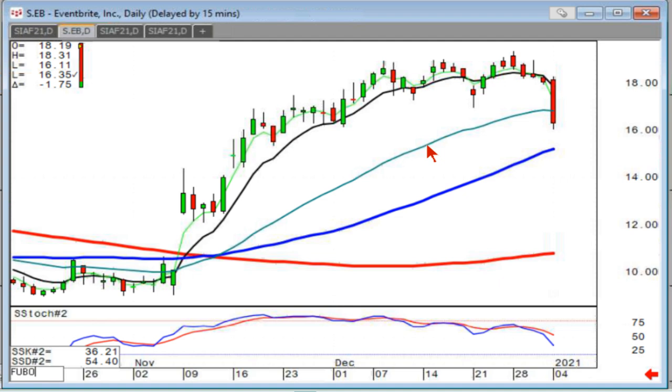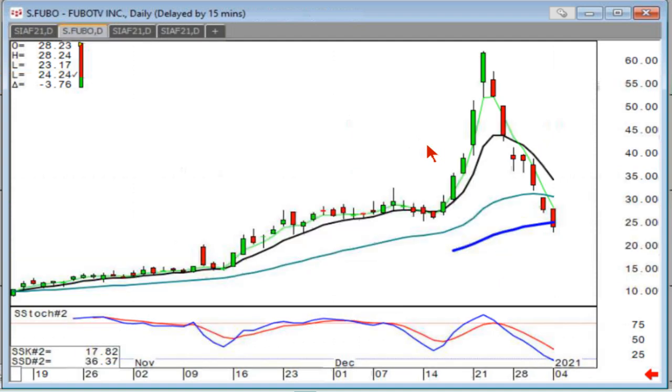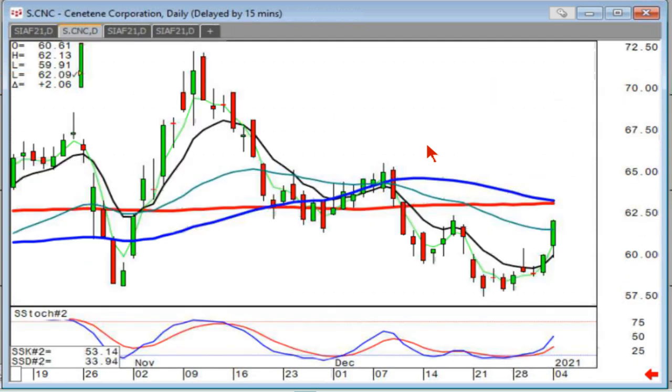We did FOBU. If you're short, you stay short. And CNC, you can be buying this one. Just trying to break this downtrend. You have to get through this level. So if you're buying, just watch to see what it does there at the moving averages.